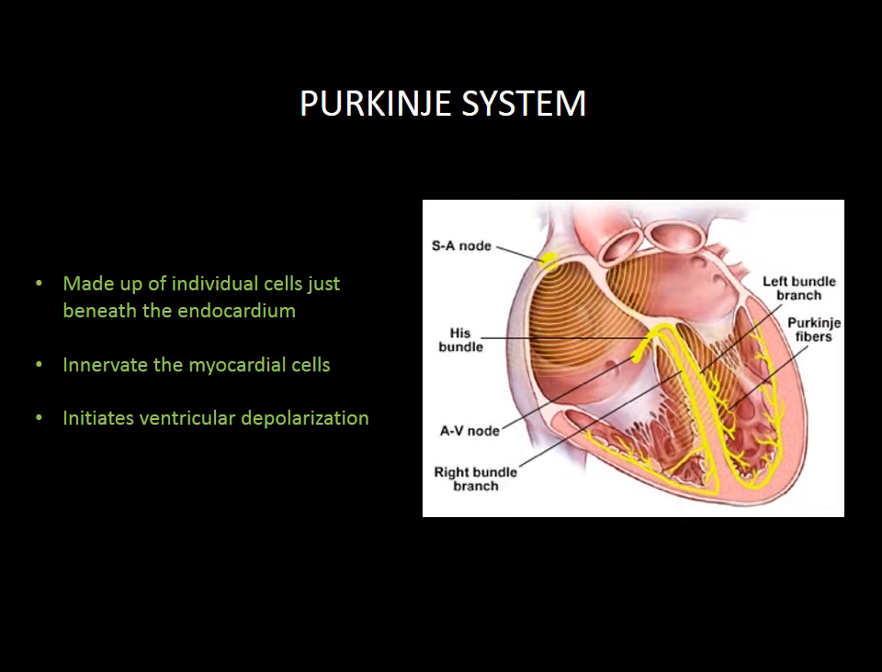The Purkinje system is made up of individual cells just beneath the endocardium. They innervate the myocardial cells, and it initiates ventricular depolarization. Let's move on to the next slide.